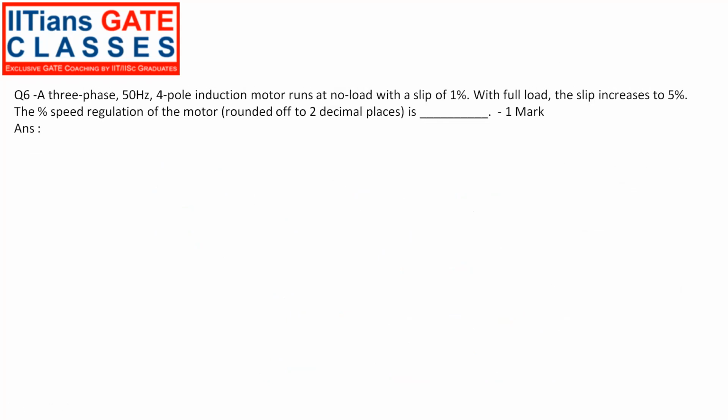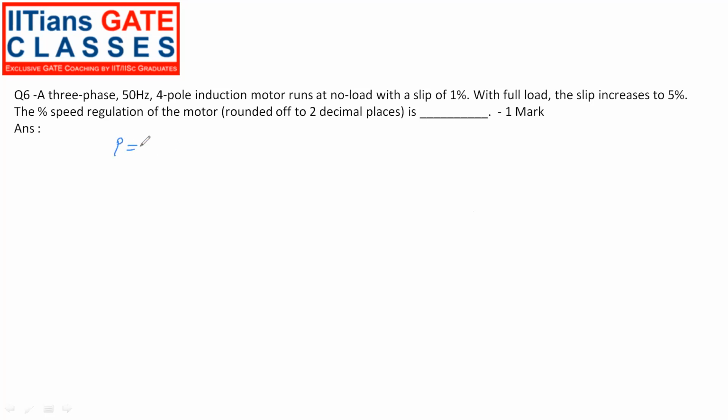Okay guys, the final question, which is from induction machines. It is a 1 mark question. So what does this question say? A 3-phase 50 Hz 4 pole induction motor runs at no load with a slip of 1%. With full load, the slip increases to 5%. They're asking us to find out the speed regulation. So what have they given us?